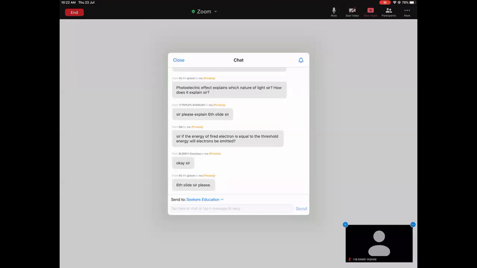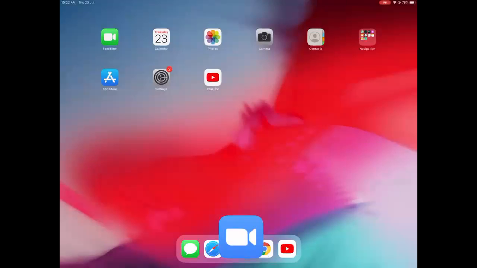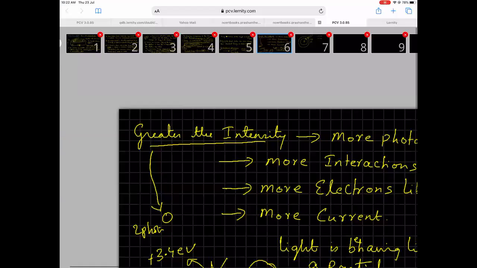Sir, if the energy of the fired photon is equal to the threshold energy, yes, electrons will be emitted. They will just go out. Once they go out, the positive plate will pull them.